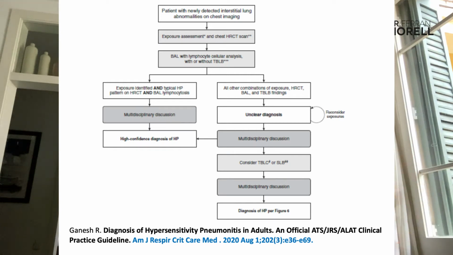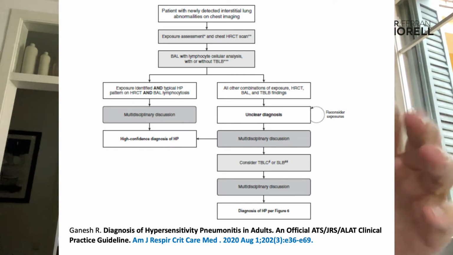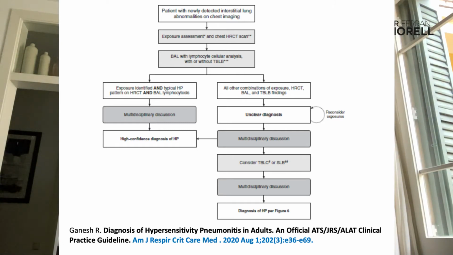Always, it's necessary to have discussion with pathologists and with radiologists. They help us very much to make the diagnosis. And in the right column, if you have only two characteristics, then afterwards probably you must do some cryobiopsy to be sure of the diagnosis. This is the summary of this table.